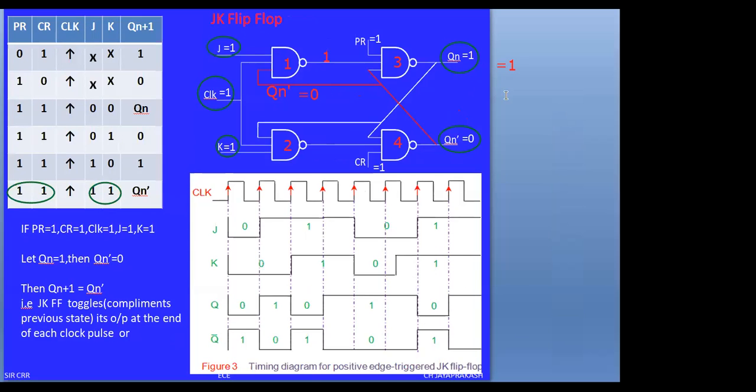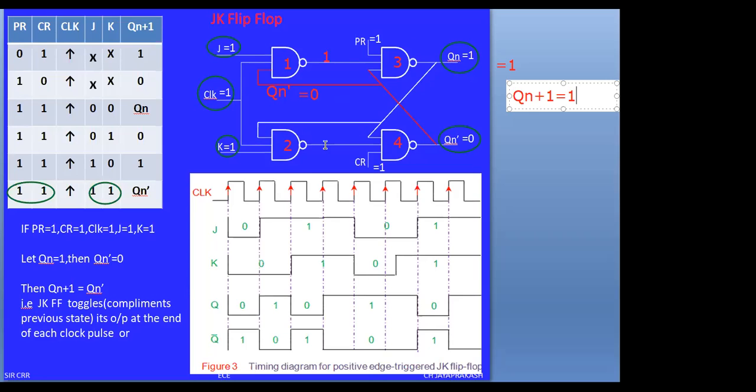Q of n plus 1 is the next state of Qn. We are getting this as 1 when Q of n is assumed to be 1 and Qn bar equals 0. Similarly, this Qn is applied as the input to NAND gate 2 and NAND gate 4.